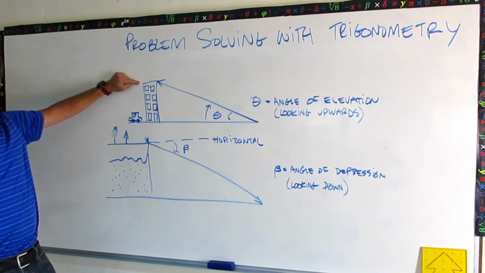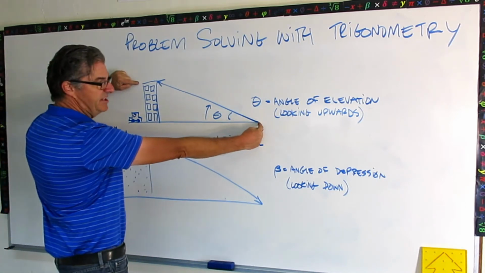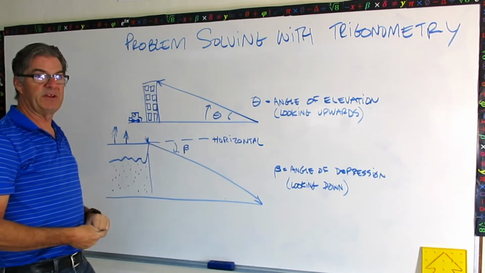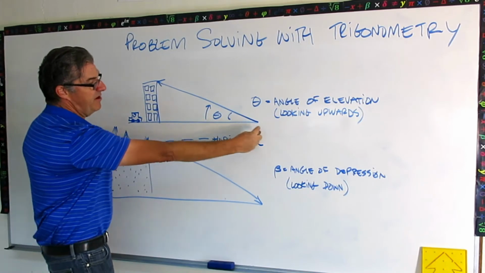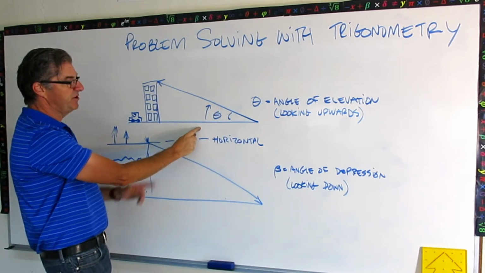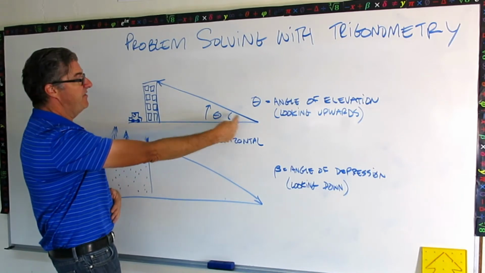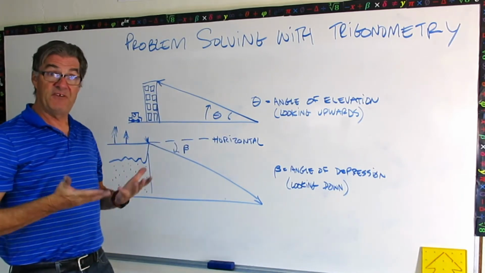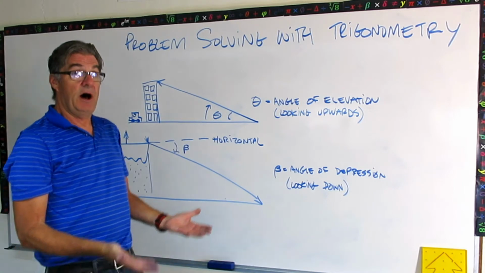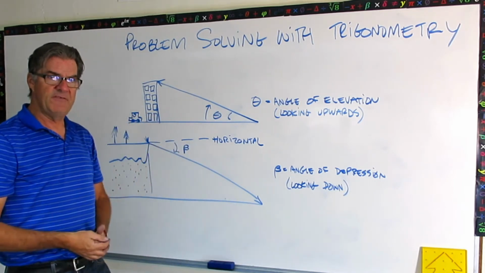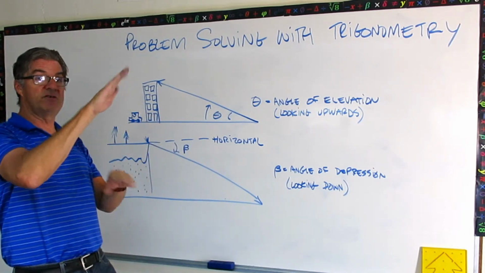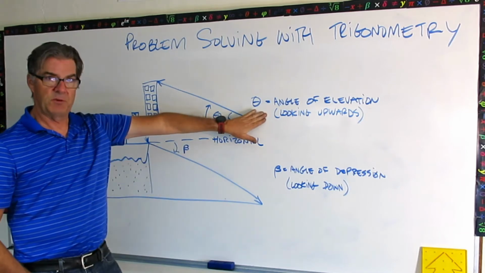I've got a tall building here, and I've got a person standing there looking up at the top of the building. So the angle that their line of sight makes with the ground as they look up, we're going to call that theta in this case. That angle is called the angle of elevation. And elevation means upwards. So think about angle of elevation as looking up from the ground to the top of something.